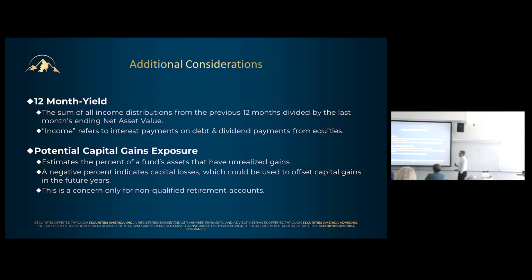So what potential capital gains exposure does is it tries to estimate the percent of a fund's assets that have unrealized gains. It doesn't give you a dollar amount, it doesn't give you an expected amount of change to taxable gains in a year, but it looks at within the fund's holdings how much of the stuff that they have is sitting at a gain right now. So if they say bought Apple, Microsoft, Tesla, and Tesla is the one that's up 1,000%, and it's like 50% of the portfolio, and the other ones are down, then that 50% would be our potential capital gains exposure.